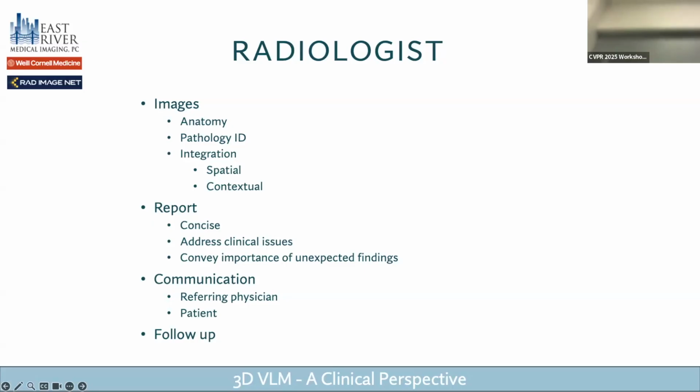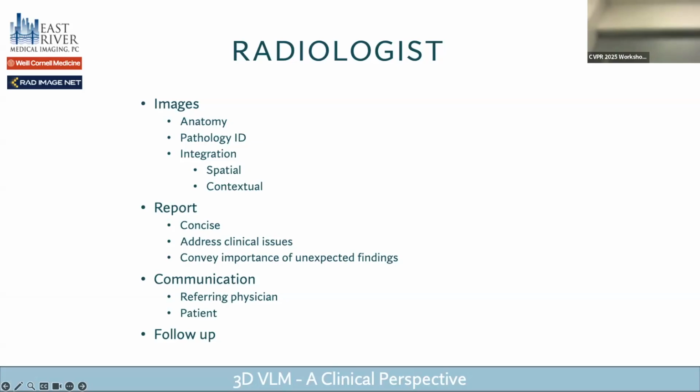I need to know where the ACL is. I need to know what it normally looks like. I need to know where the medial collateral ligament is. I need to know where the meniscus is. After I know those things, I need to identify any pathology that's in those anatomic structures. I need to know when there's an ACL tear.